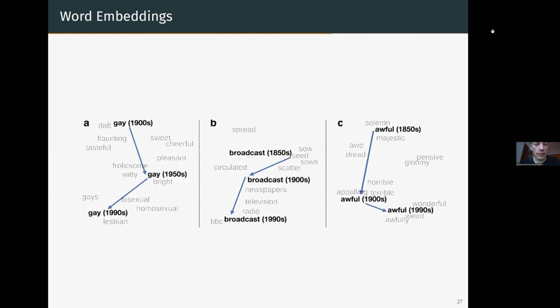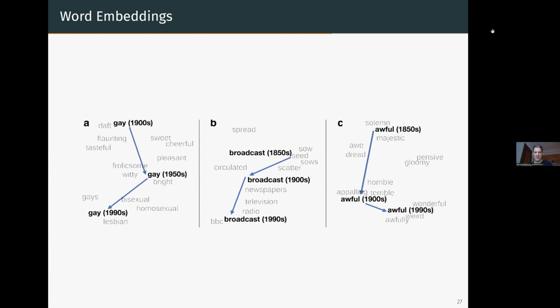So one of the more popular examples is the picture you see here. Take, for example, the word awful. We can see how it is embedded, so we can see the context of the word. In the 1850s, the word awful meant something like solemn and majestic, like an awful majesty. So it was actually a very powerful thing.